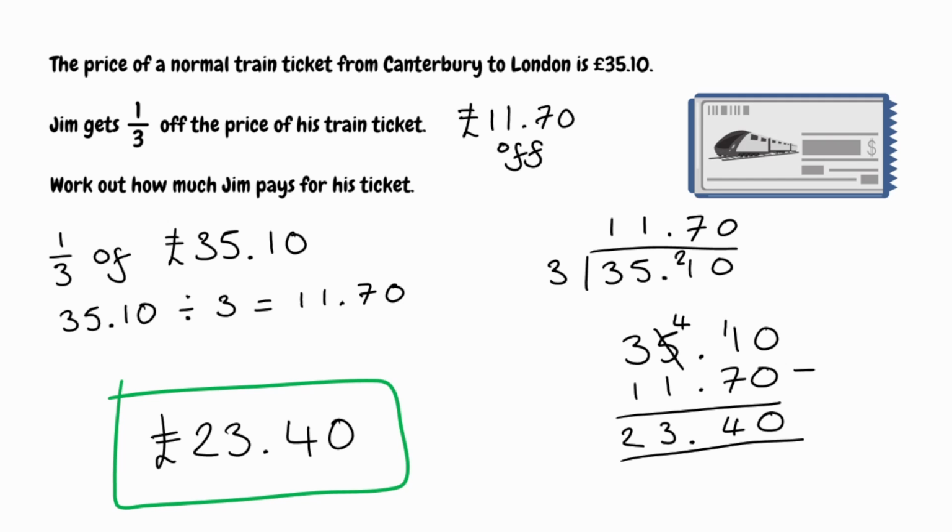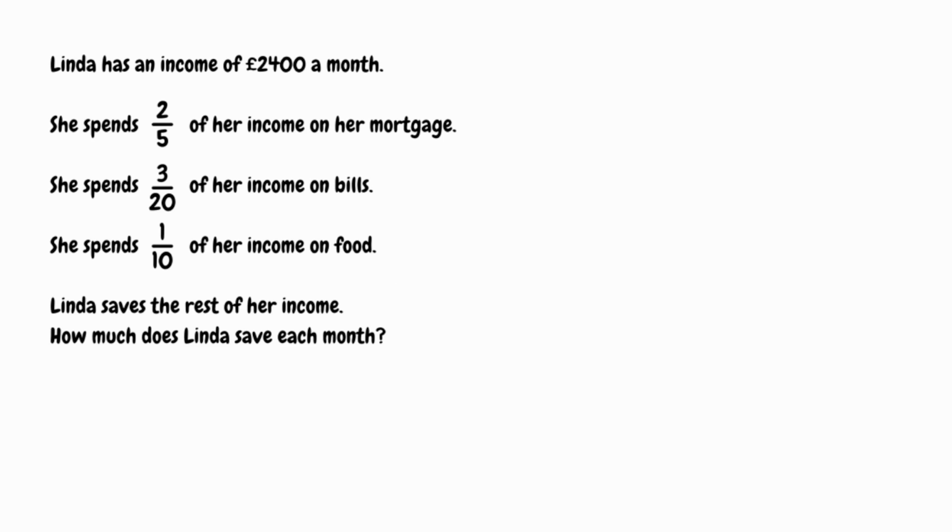Okay, let's take a look at one more example. So for this last question, we have that Linda has an income of £2,400 a month. She spends 2/5 of her income on her mortgage. She spends 3/20 of her income on bills. She spends 1/10 of her income on food. Linda saves the rest of her income. How much does Linda save each month?